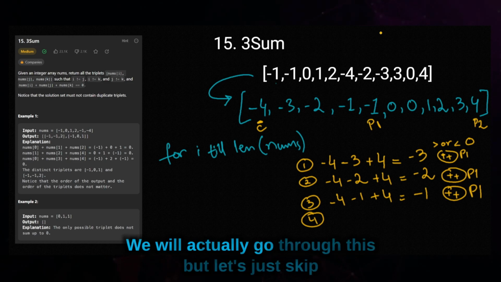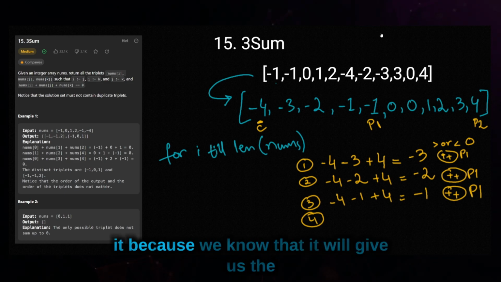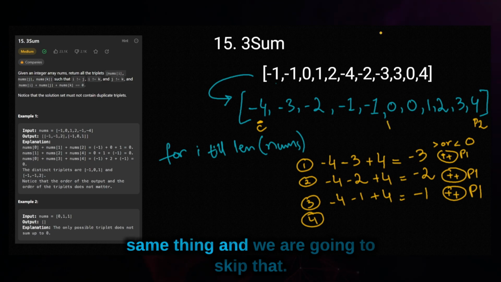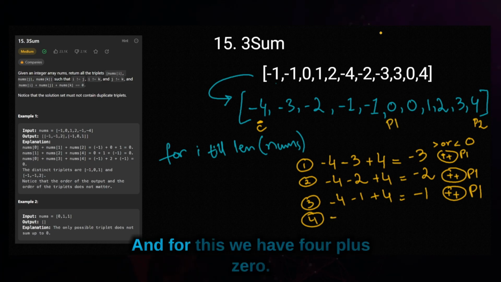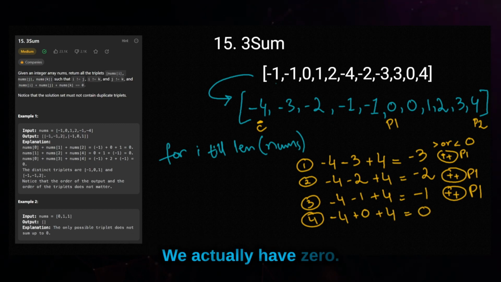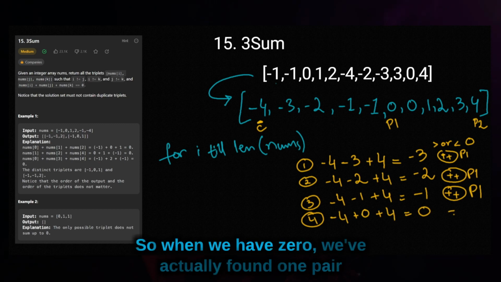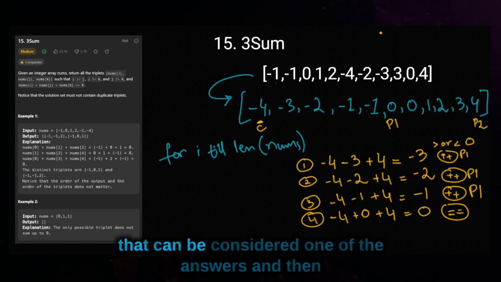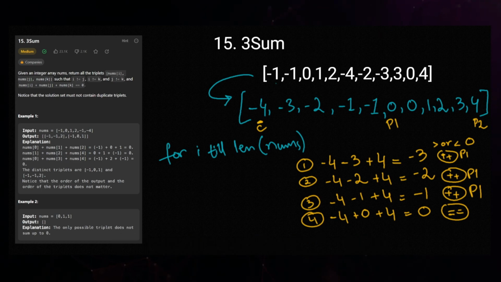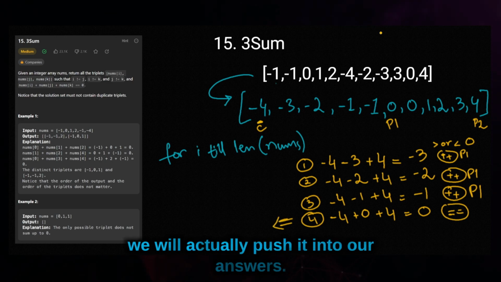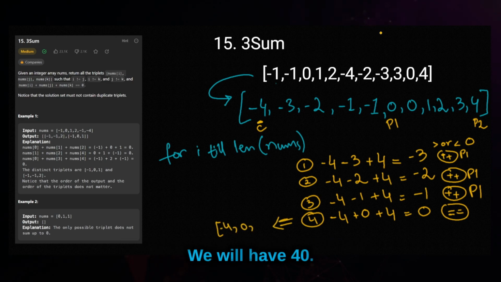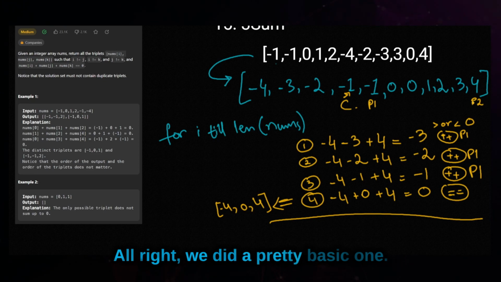We will actually go through this, but let's just skip it because we know that it will give us the same thing, and we are going to skip that. And for this we have 4 plus 0, which is actually 0. So when we have a 0, we've actually found one pair that can be considered one of the answers, and then we will push it into our answers list. We'll have 4, 0.